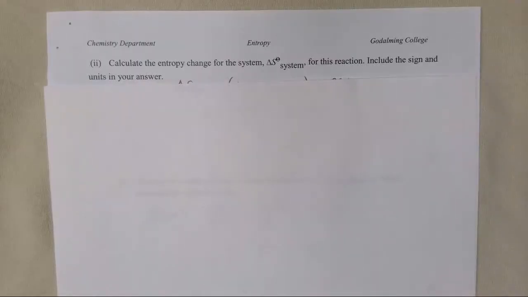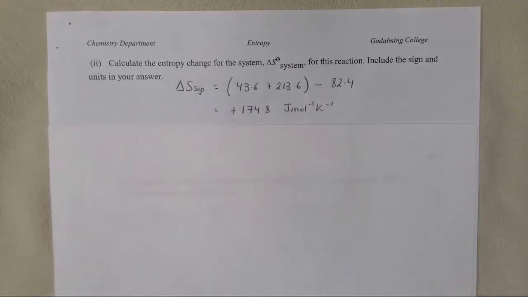Okay, so the last bit of our notes, we are looking at the entropy change for the system. And again, we're reminded that we need signs and units in our answers. So my delta S system is very simply where I end up, take away where I started from, and I get a value of plus 174.8 joules per mole per Kelvin. Again, I get 1 mark for working out the value. I get the other mark for the sign and the units.